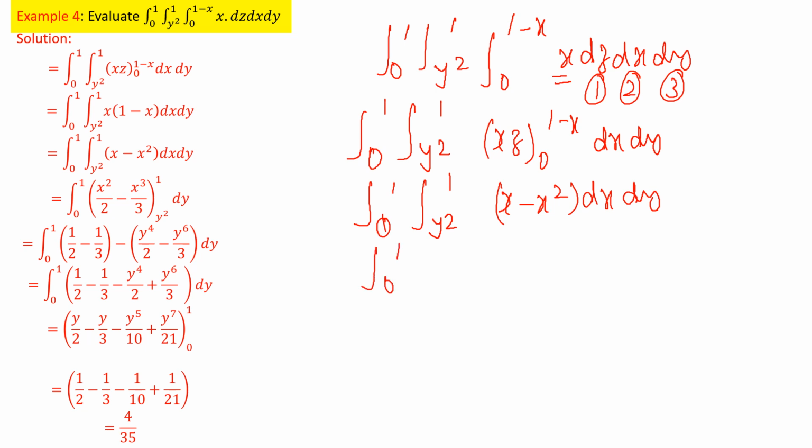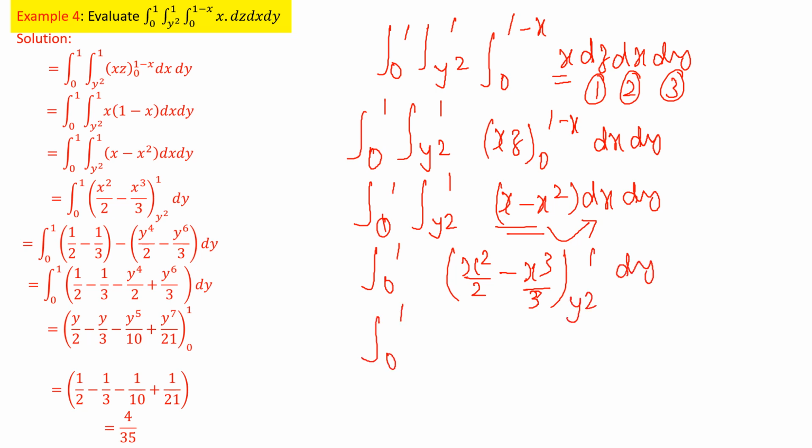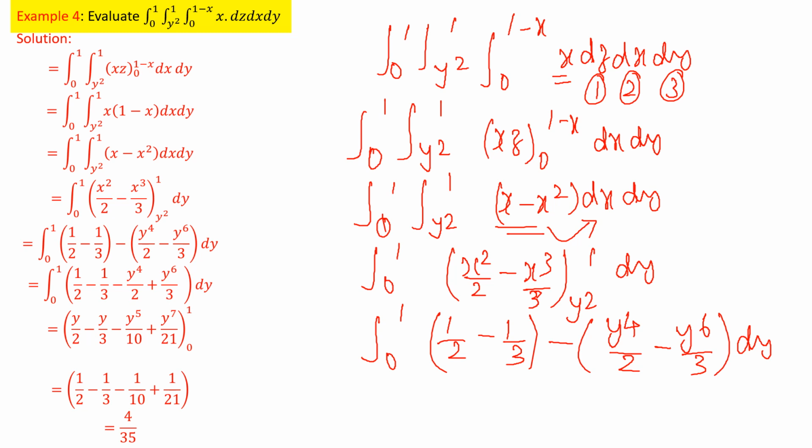Again keep 0 to 1 as it is. Integrate this function with respect to x. So this will give you x squared by 2 minus x cubed by 3 between y power 2 to 1 into dy. So this will become 0 to 1. By substituting the upper limit 1, this will be 1 by 2 minus 1 by 3. Then minus of substituting x equal to y power 2. This will be y power 4 by 2 minus y power 6 by 3 into dy.